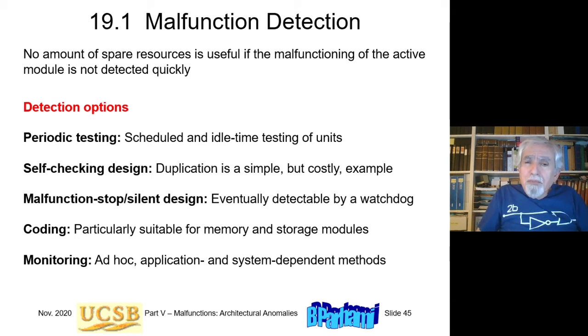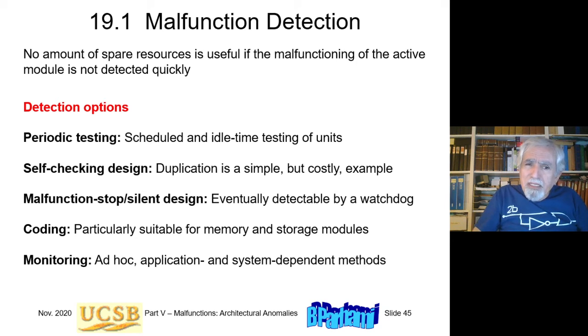In order to use standby redundancy, meaning that you have an operating module and you have spares that can take its place, you need to detect malfunctions. We just talked extensively about malfunction detection in a system. Malfunction detection can be done through various methods. Periodic testing is one of them. If you have a testing graph, periodically you shut down the system and run your diagnostics and then determine which modules are bad and then remove them.